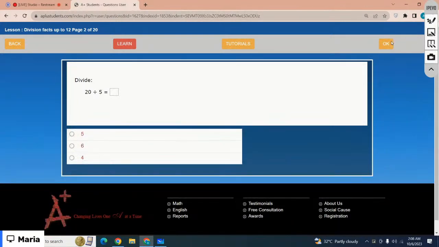The next one is 20 divided by 5. Which is the correct option? 5 times what number is 20? The correct option is 4, because 5 times 4 is 20. When you count a table of 5 until 20, you get 5 times 4 is 20. So the correct option is 4.